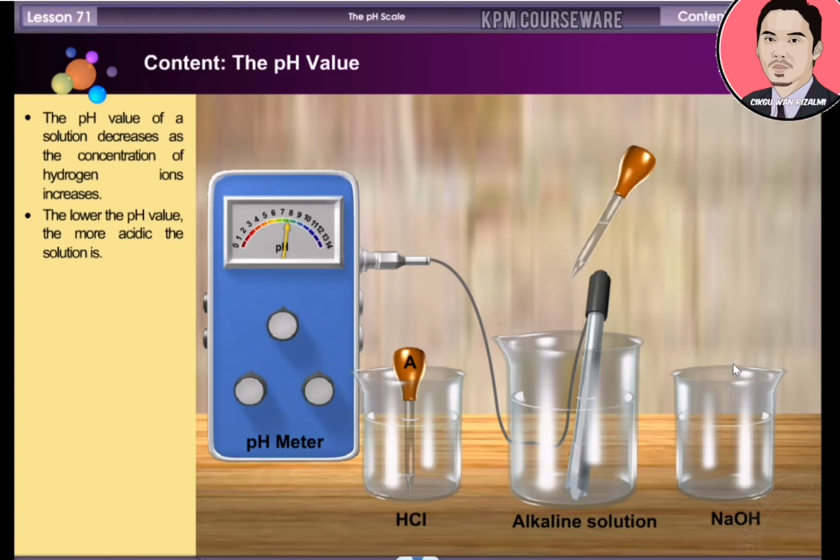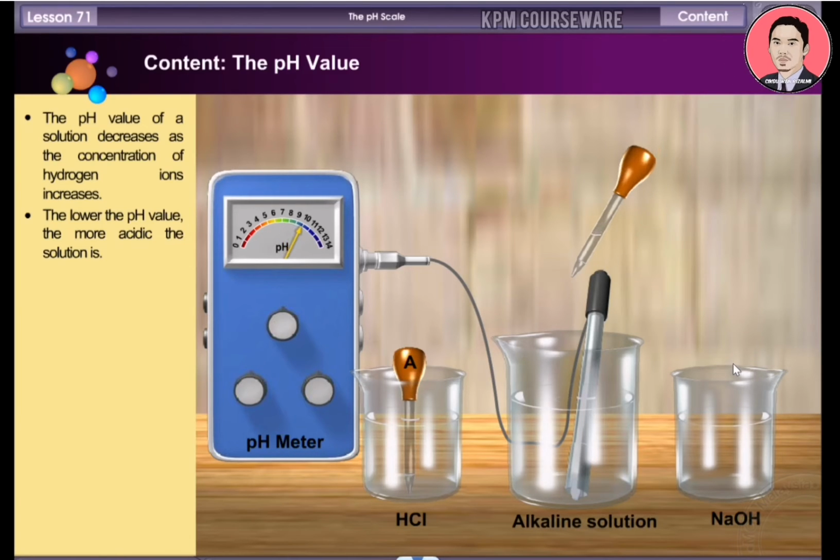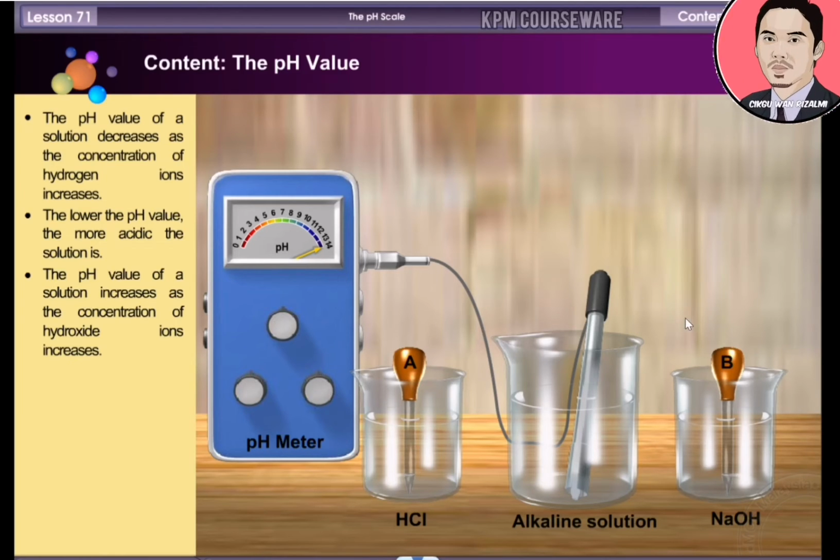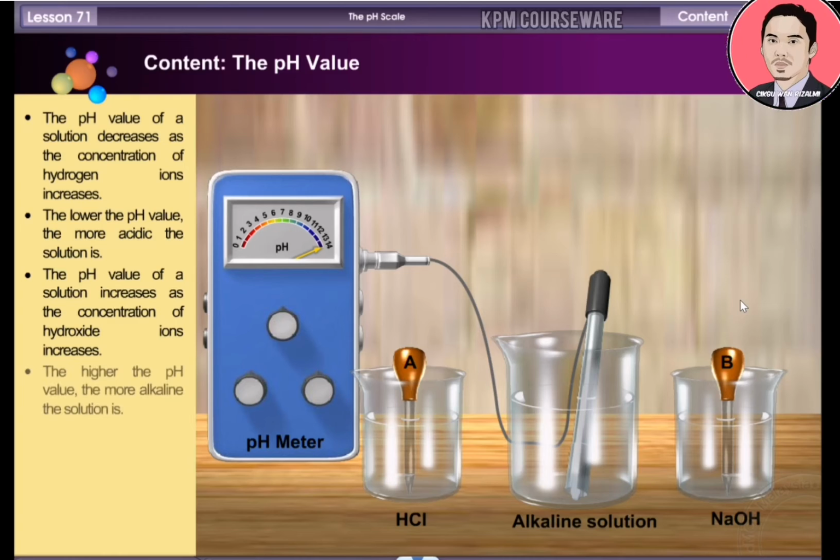Do you notice how the pH value gets higher and higher as more alkali is added? The pH of a solution increases as the concentration of hydroxide ions increases. We can conclude that the higher the concentration of hydroxide ions, the higher the pH of a solution. In other words, the higher the pH value, the more alkaline the solution is.